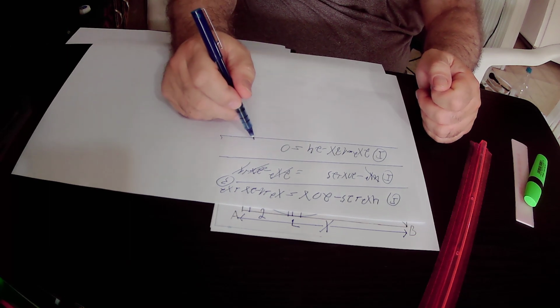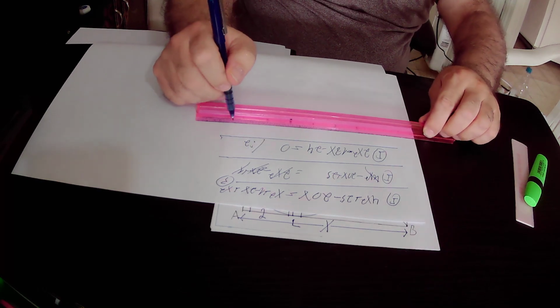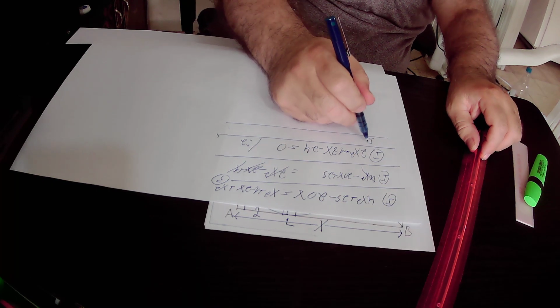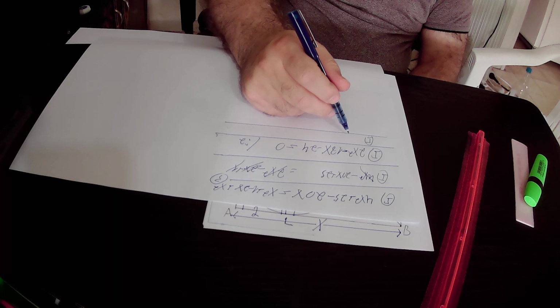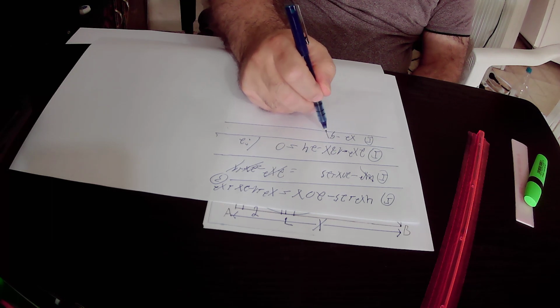Here we divide equation number 1 by 2, and we will get that according to equation number 1, x squared over 2 is x squared, minus 18x over 2 is minus 9x.